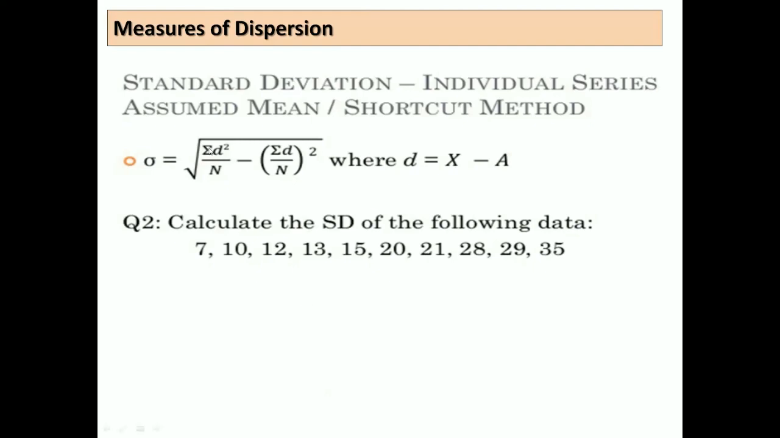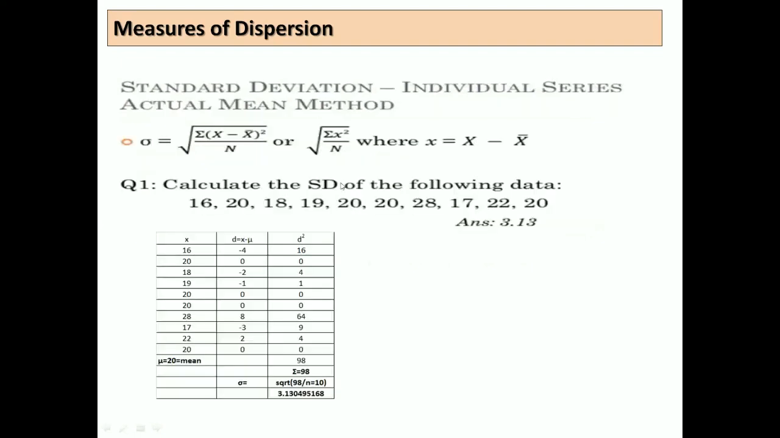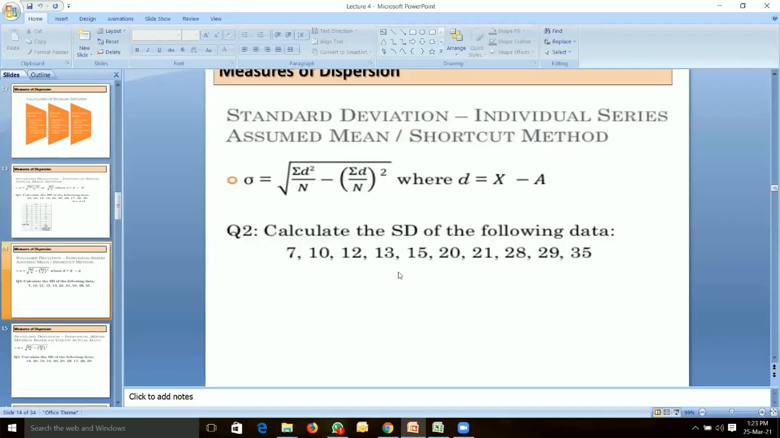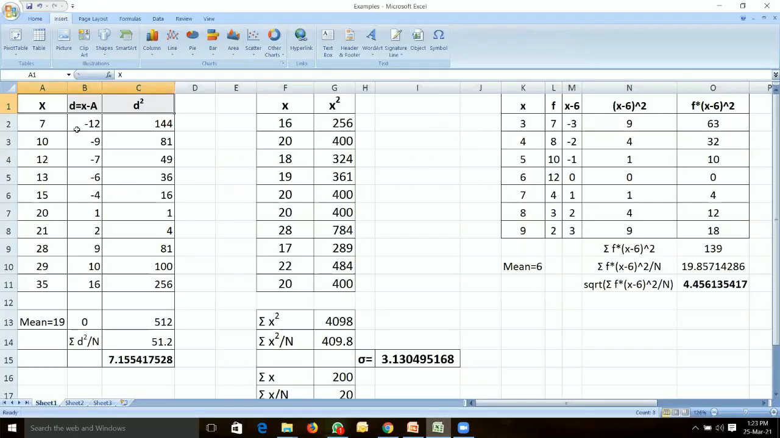So here sigma is equal to square root of summation d square divided by n minus (summation d upon n) whole square है. Okay, so this formula, this equation is solved and we got this equation. So how to do it in the Excel? So x is equal to 7, 10 up to 35, enter किया.